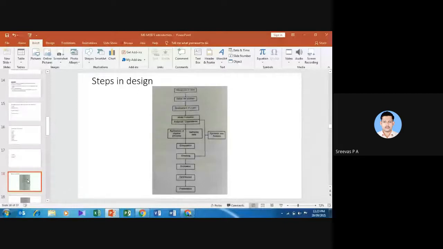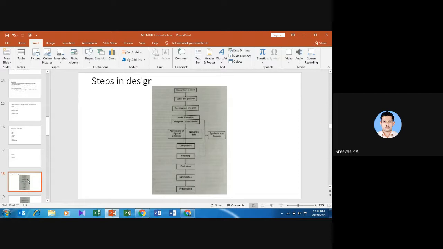And I have very clearly said that these kinds of questions are usually asked in your university examination for 5 or 3 marks. Briefly explain with a schematic diagram or a neat sketch the steps followed in design of machine elements. Our first module is classified into 3 parts. In the first part, we have introduction, classification of design, and steps followed in design. So, in that part, you can expect either the question on steps followed in design, or classification of design.